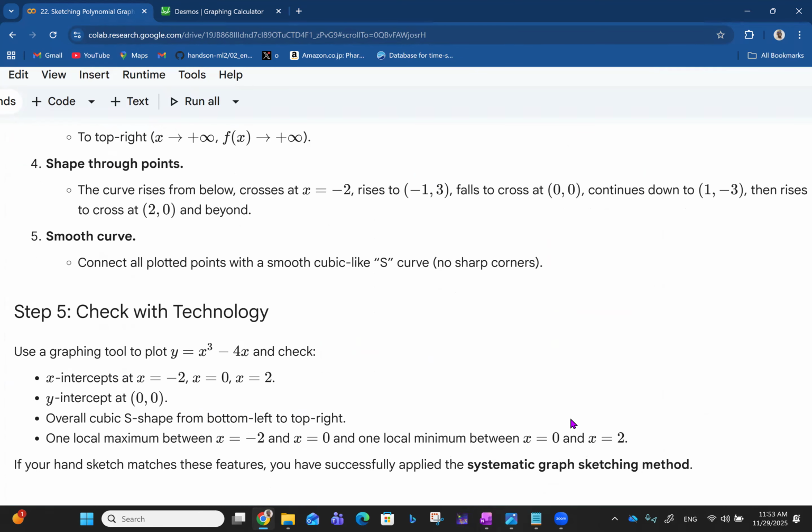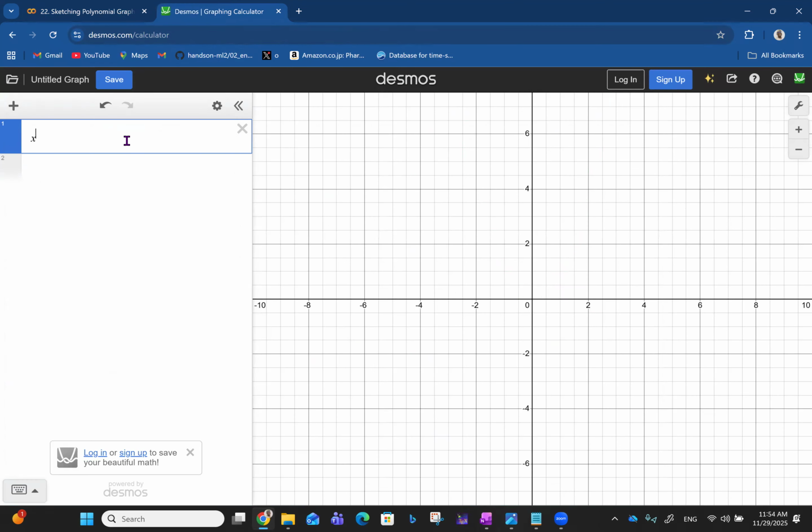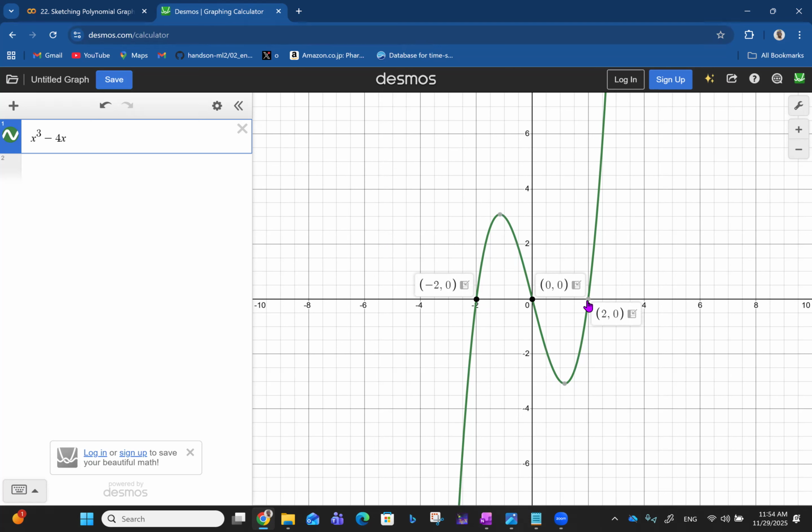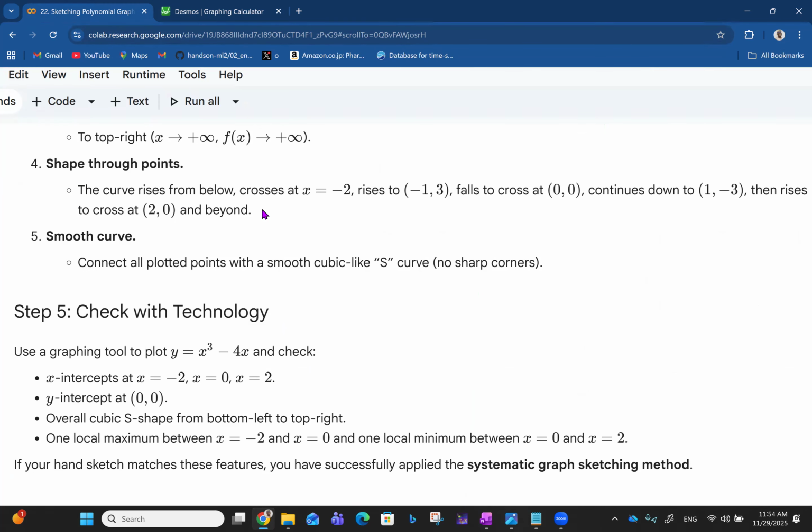Then you can check with technology. Using a graphing tool to plot y equals x cubed minus 4x and check. We have the roots -2, 0, and 2 settled. Then, based on the extra points, we have -1, 3, right? And then we have this 1, -3, like that. So yeah, everything matches.